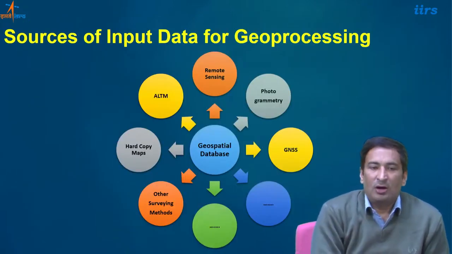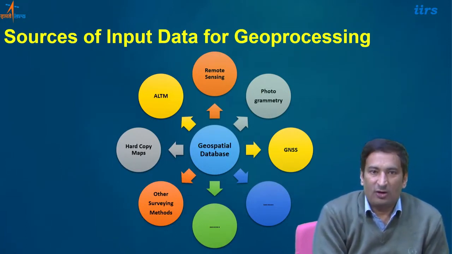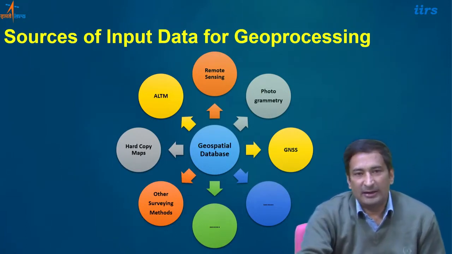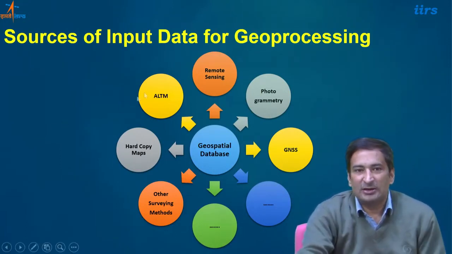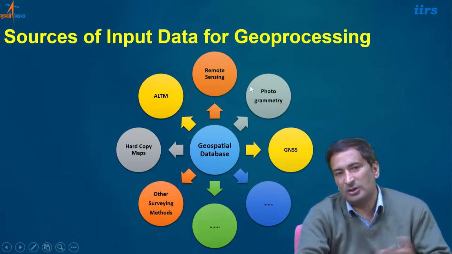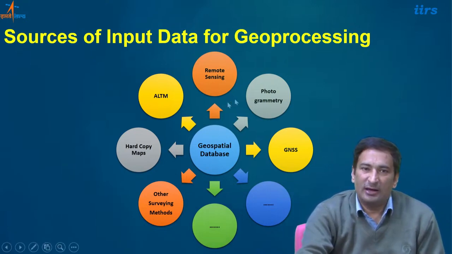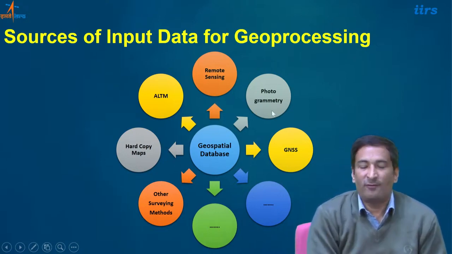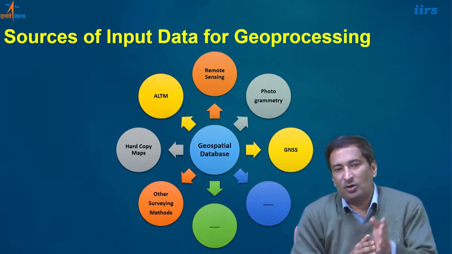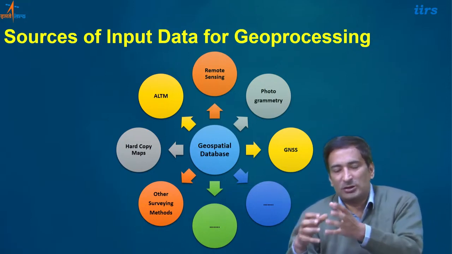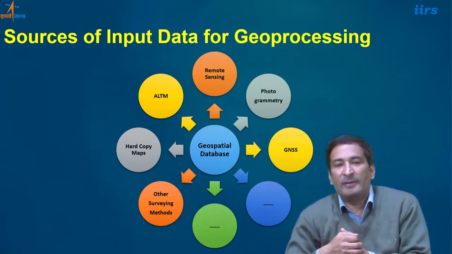Now, where will we get the data from? Sources of data for geoprocessing, this geospatial data, we can get from remote sensing. As I told you, satellite images are part of remote sensing only. It can be photogrammetric information also. Photogrammetry means we have got some images and we have processed them using photogrammetric techniques.